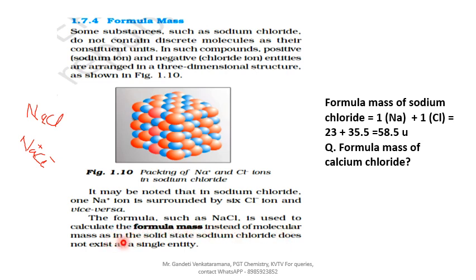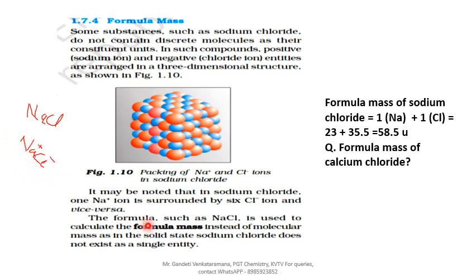The formula such as NaCl is used to calculate the formula mass instead of molecular mass, as in the solid state sodium chloride does not exist as a single entity. So why are we using formula mass? Directly NaCl doesn't exist like this in the solid state. In the solid state, NaCl exists as Na plus and Cl minus. That's why we are using formula mass.